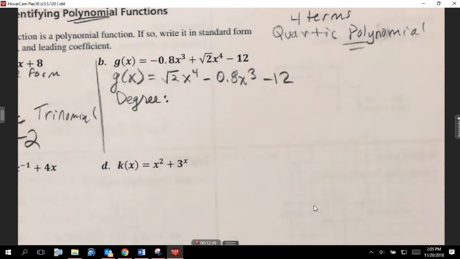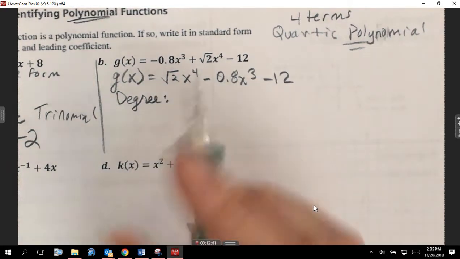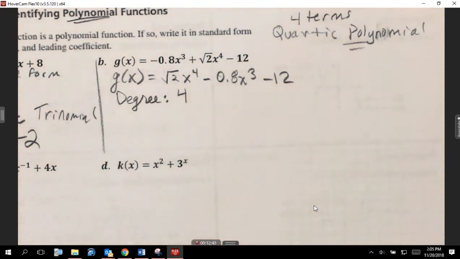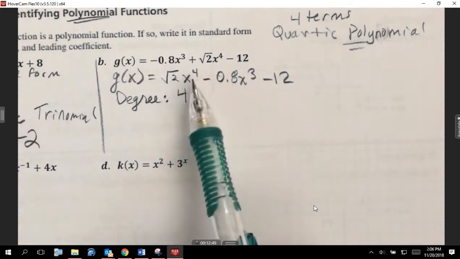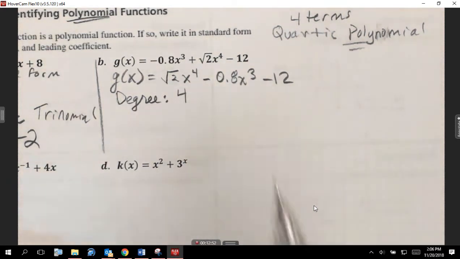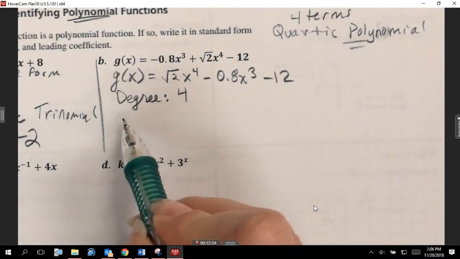What is the degree? 4. It's the highest exponent of the terms, or not, it's not really the highest exponent, it's the most variables in a term. Struggling. Type.